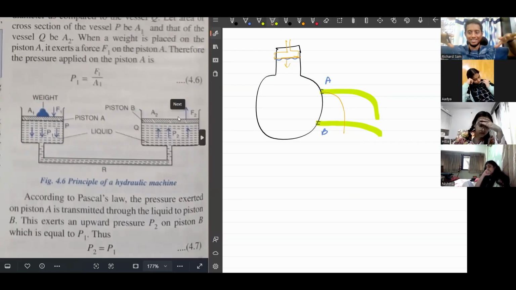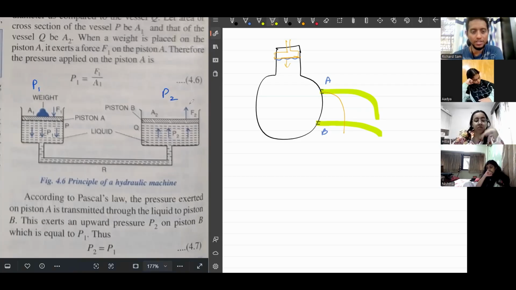Pistons are something airtight that does not allow the water to come out, and you're able to apply pressure on both the ends. Okay. So now, according to Pascal's law, what does it state? The pressure exerted on one end will be equal to the pressure exerted on the other end. Okay, pressure is the same.